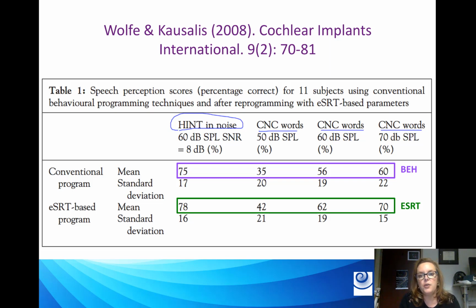Now, what's important for us to know is that on a statistically significant level, these scores were not significantly higher. However, what you can see is that in every case, the mean was higher for the ESRT map as compared to the behavioral map. They also mention that no one got worse. That's a really important concept: although this might not have reached statistical significance at the group level, potentially because it's a relatively small sample size, you're not making your patient any worse and potentially trending towards higher performance.